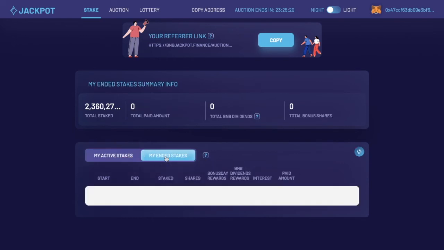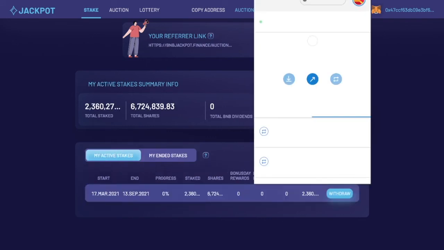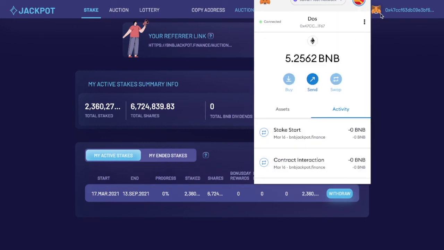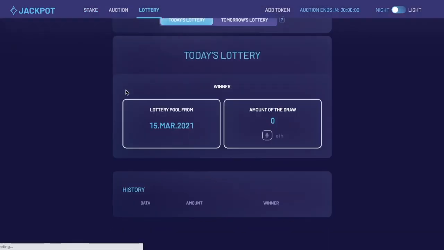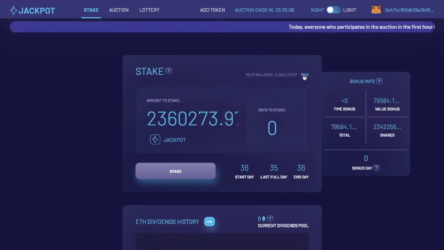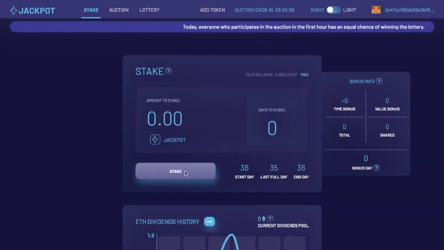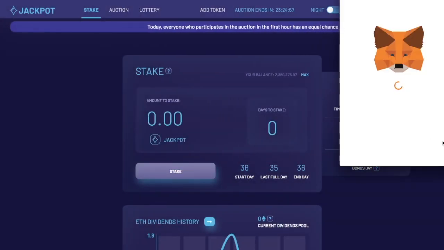So let's go over the last one. Let's go over to the ETH side and stake it. It's the exact same thing. We're going to max our stake. We are going to enter the 180 days. Again, it has to be 180, that's it. We're going to stake that full time.